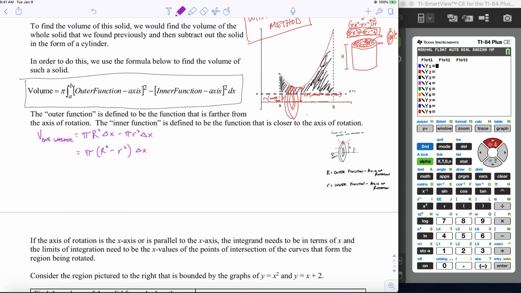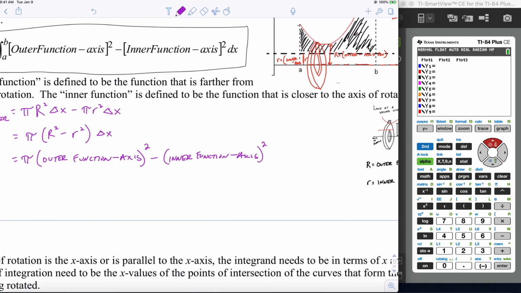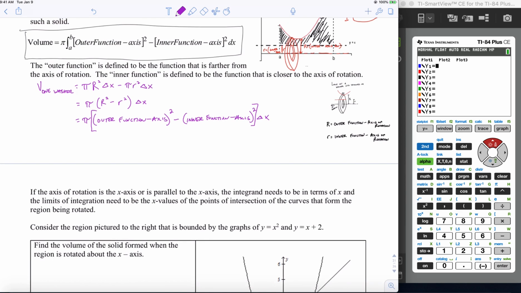And now, because we said our r is our outer function, this is going to be the outer function minus the axis, and then minus the inner function minus the axis, times delta x, which will be the thickness that we factored out. That's the volume of one washer.